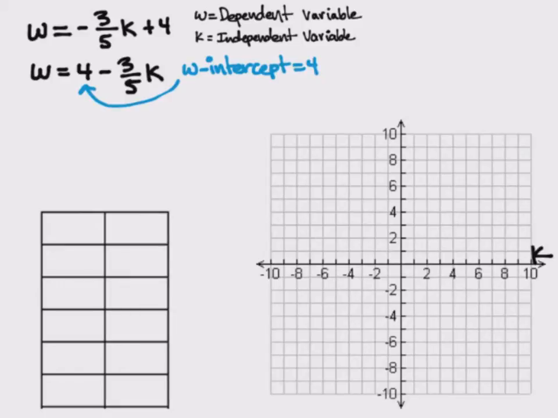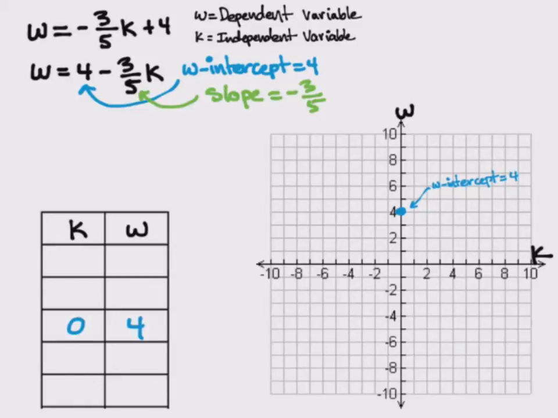Now looking at our equation, that 4 immediately tells us that our w-intercept is going to be 4. So before we do anything else, let's go ahead and graph that point. Now the slope of this line is going to be -3/5, which means every time k goes up by 1, w will go down by 3/5. Or every time we move 1 unit to the right on our graph, we're going to move 3/5 of a unit down on our graph.